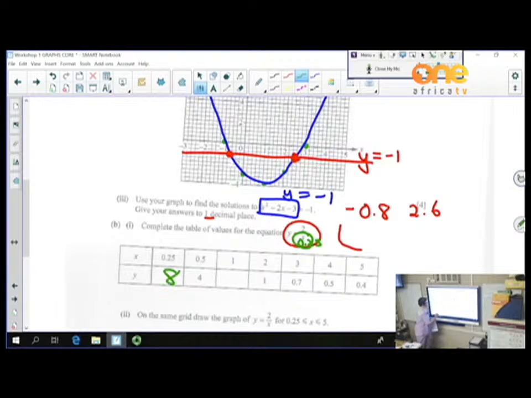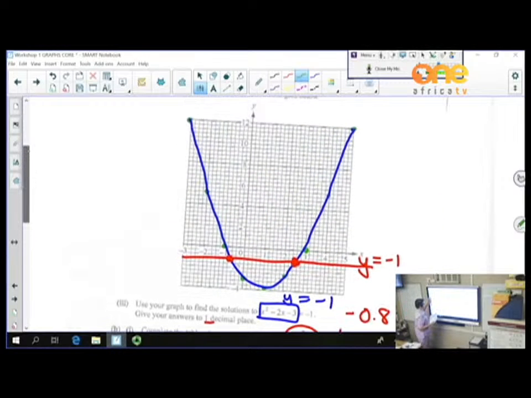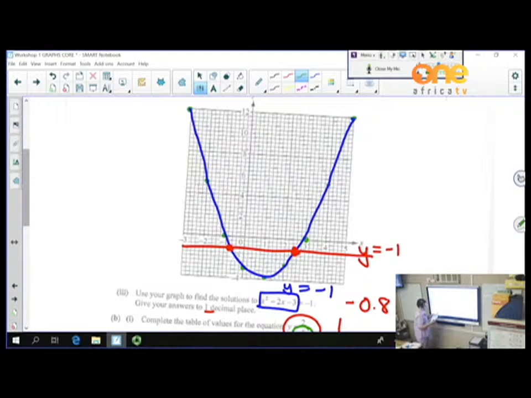8. Yes, 8. This one is easy. 2 divided by 1 is 2, and there's my table. So now I have to plot these points on the same axis. On the same axis, you have to plot those points there.